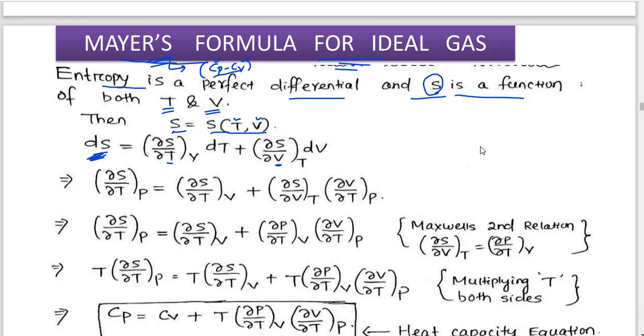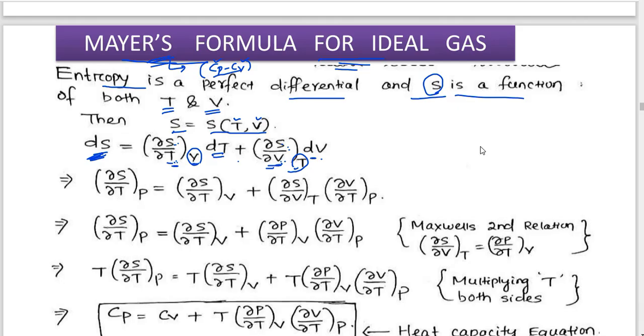So what will this line be? dS equal to del S by del T dT plus del S by del V dV. Take V constant here and take T constant here, because the second part is differentiated with respect to V and T is constant. In the first part, entropy is differentiated with respect to T and V is constant. So the line will be del S by del T dT plus del S by del V dV. This is the familiar mathematical expression. Okay, so what to do next?